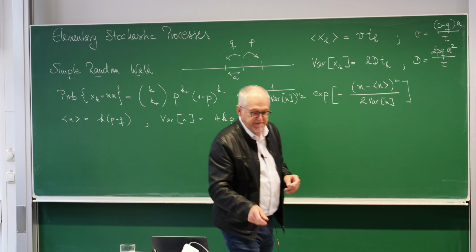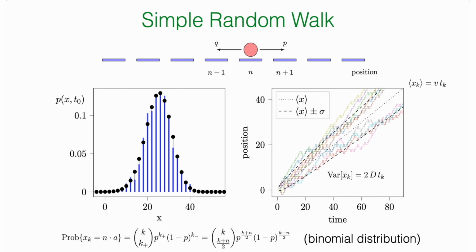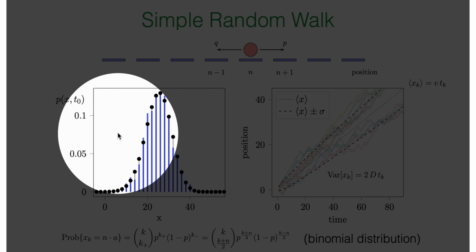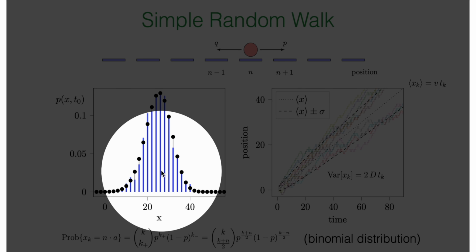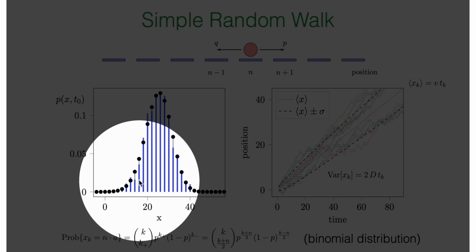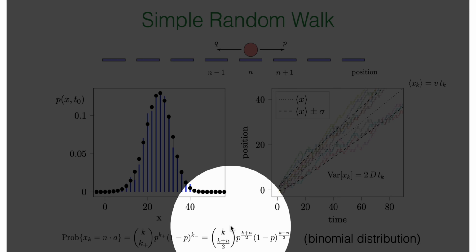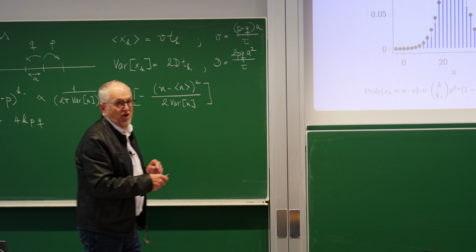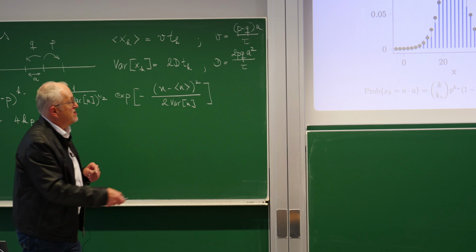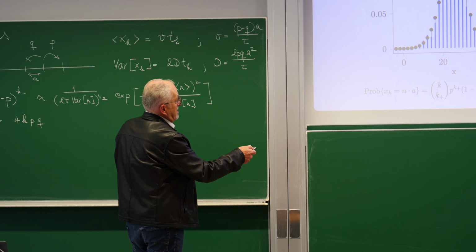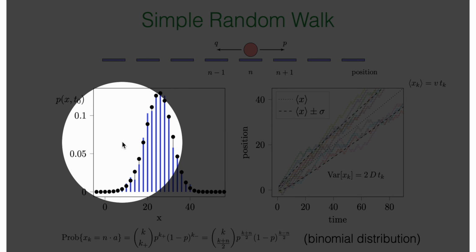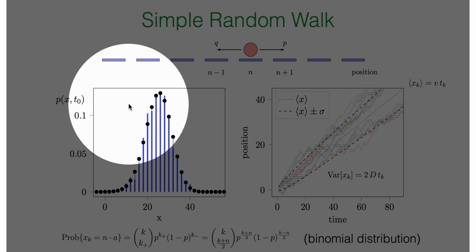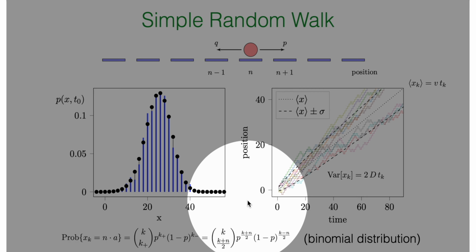So you see this histogram here, where in blue you have the histogram obtained from simulations, and in black you have the binomial distribution. And I didn't draw the Gaussian distribution, but it would look similar to the binomial distribution, but only in the core of the distribution function, not here on the tails to the left and to the right.